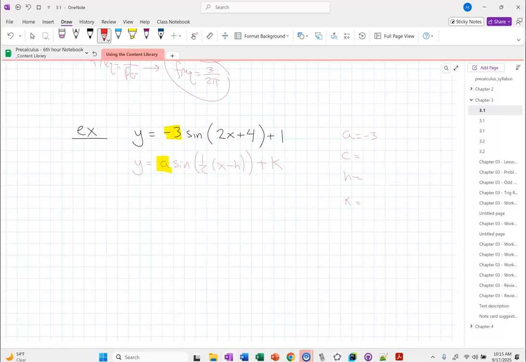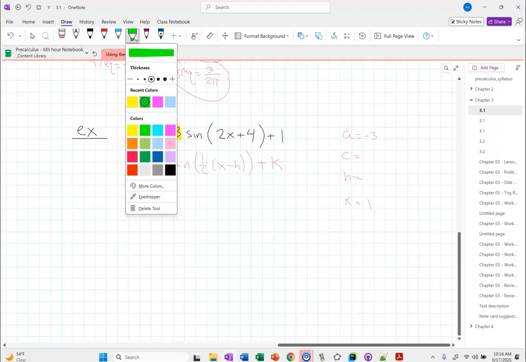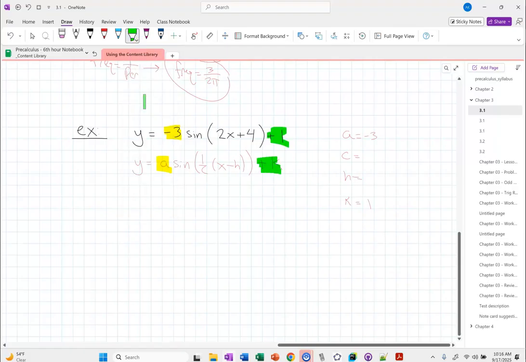Madison, can you get C, H, or K? A is +1. K is +1. I agree with that. Adriana, sorry, wrong sister. C and H are a little bit hidden from us right now. You agree? Because they're somewhere in this 2x + 4, but that doesn't look like this, right? What do we need to do to the 2x + 4 to make it start looking like this?